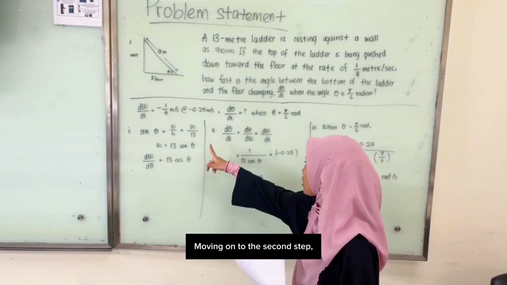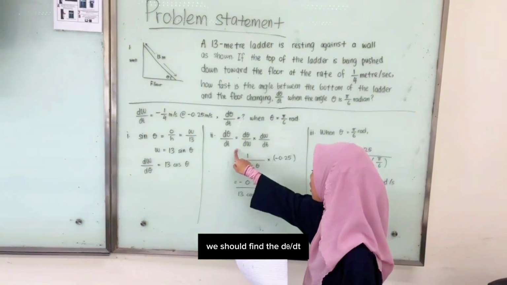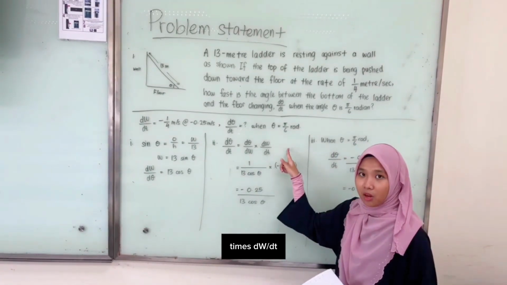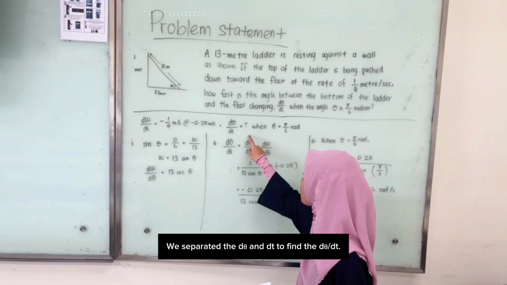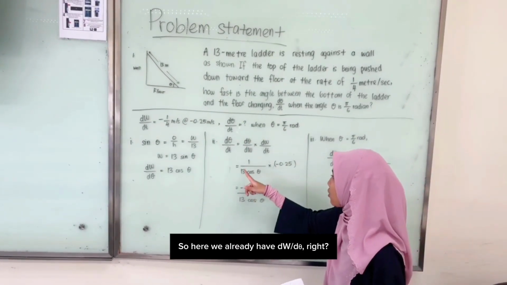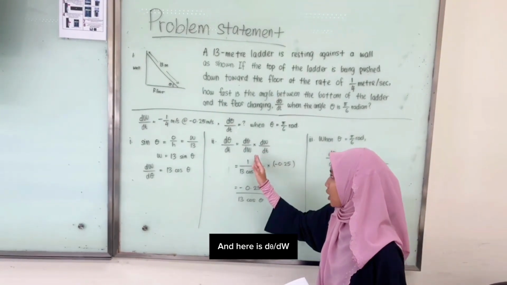Moving on to the second step, we should find d theta/dt equals d theta/dw times dw/dt. We separated the d theta and the dt. So here we have dw/d theta, right? And here is d theta/dw.